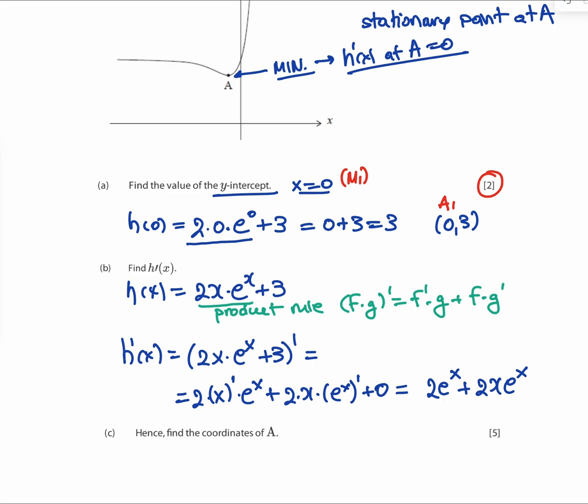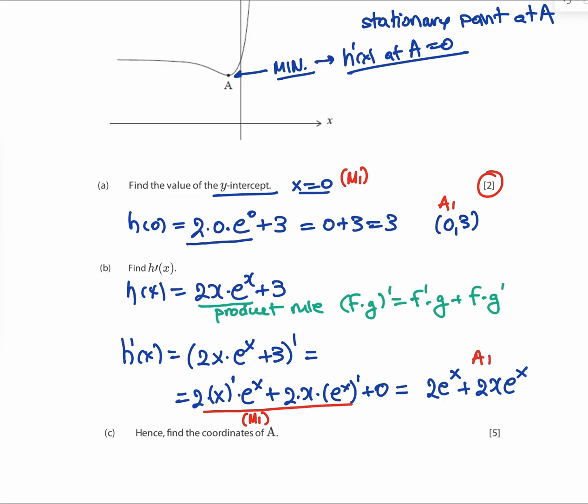So that was for 2 marks. If we assign the marks, the evidence of product rule, which is here, would have been a method mark, M1, and the final answer is going to be the A1.